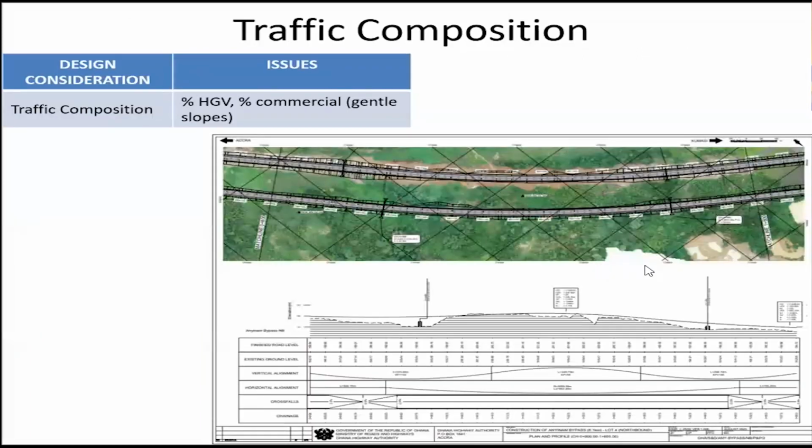Now, with the traffic composition having a high percentage of trucks and heavy goods vehicles, truck-friendly gradients have been chosen so that they can climb without adverse impact on their mechanisms or impact on other vehicles.